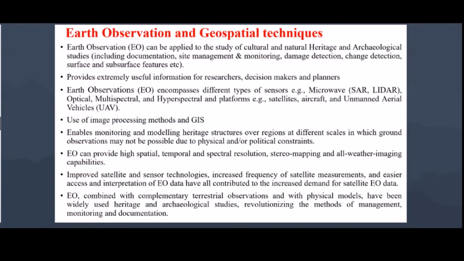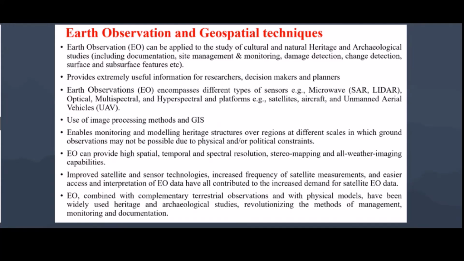So Earth observation, as we know, encompasses different types of sensors, which could include microwave sensors or laser sensors, or could be optical sensors operating in the optical wavelength.